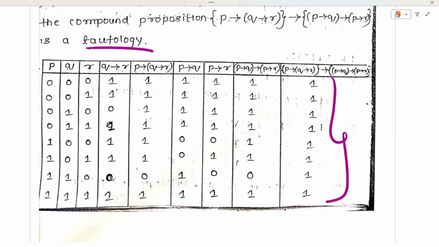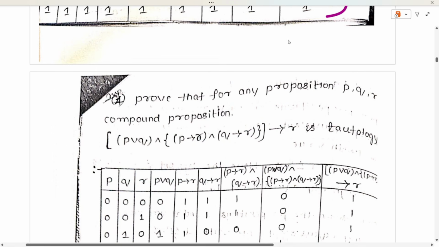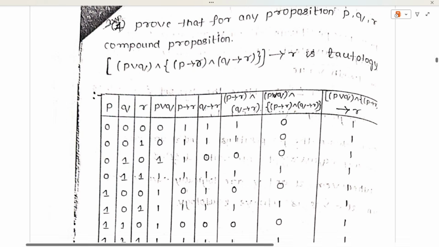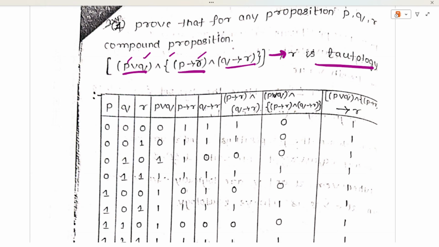If they say prove that it is a tautology, that means all the values you get in the answer column will be 1. This is one of the most important, most repeated problems: P or Q, P conditional R, Q conditional R is a tautology. Just do it one by one and you will get the answer.